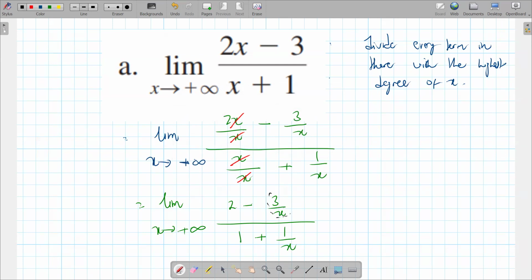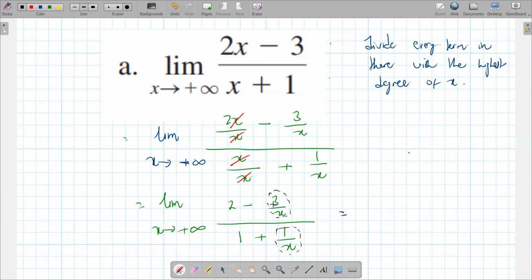Let's look at these two terms, 3 over x and 1 over x. If you divide 3 by a huge number, 10 trillion, billion, whatever. In other words, if you divide 3 by infinity, what do you get? If you divide 3 by a very, very, very large number, approximately what do you get? 0, okay? You'll get 0.000 something. Approximately, it'll be 0. Anytime you divide by infinity, the answer is approaching 0. The limit is approaching 0.